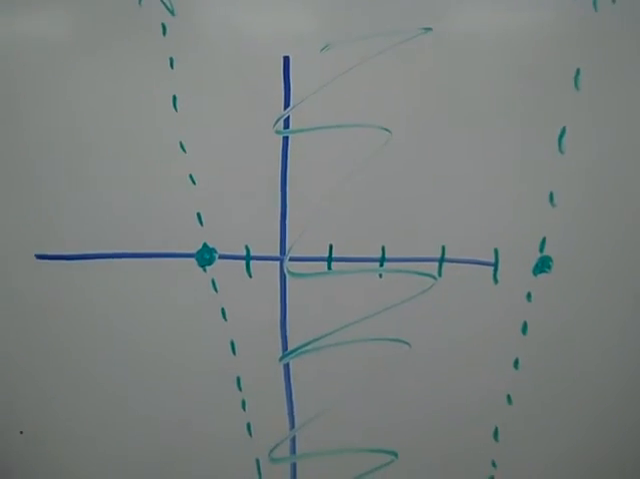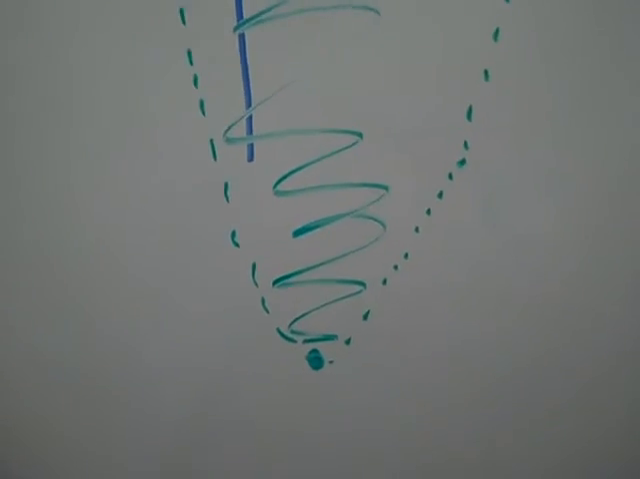And since it's greater than, guess what you're going to shade? Use your vertex. If it's greater than, I'm going to shade greater than or above it. There it is. If it was less than, I would shade below the vertex.